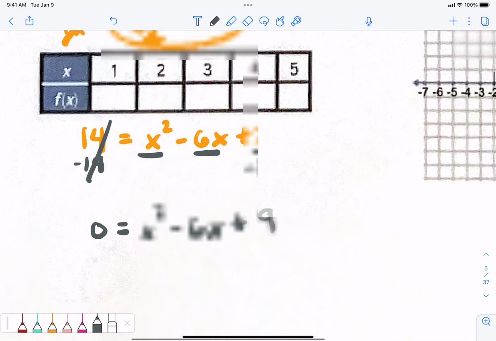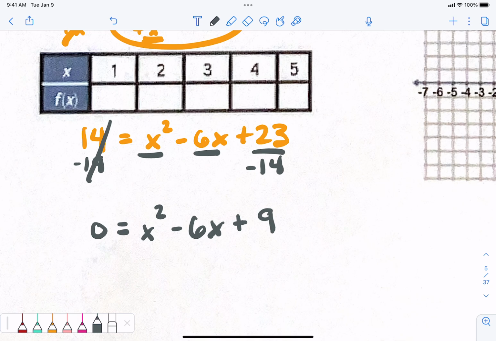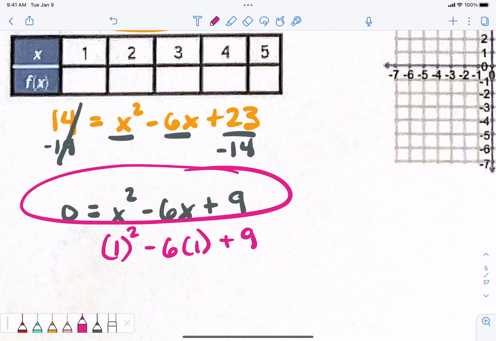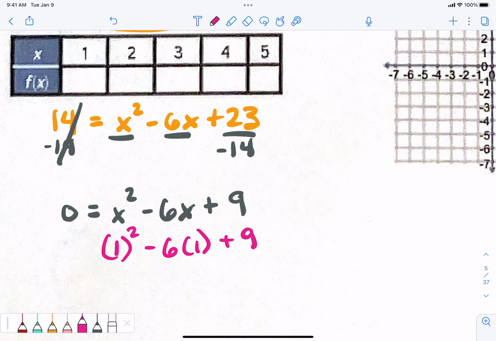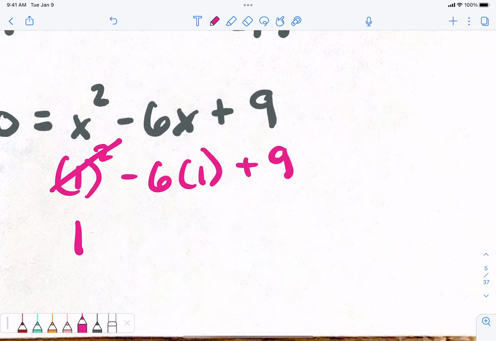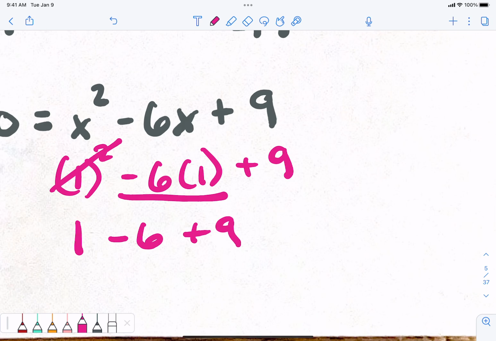Now let's plug stuff in, okay? So I have 1 there, number 1, and I'm going to plug 1 in. You don't have to write this down. I'll write the work down. You just help me solve it, okay? Make sure you write that down, but you don't have to write down plugging each one of them in, all right? So 1, if we plug 1 in, 1 squared is going to be 1. 6 times 1 is 6, so minus 6 plus 9. What's 1 minus 6 plus 9?